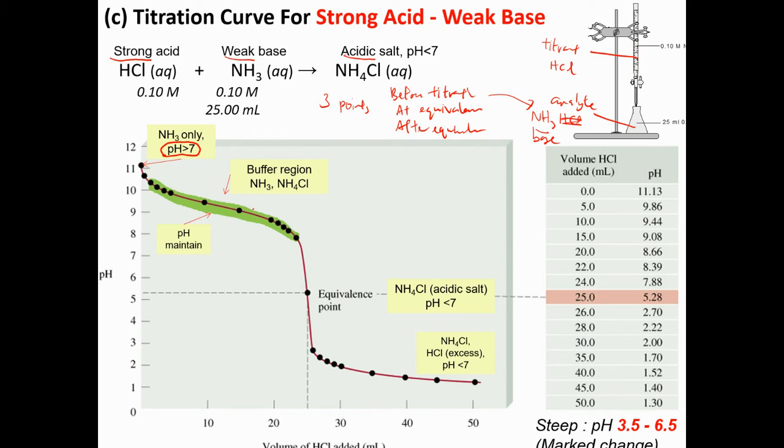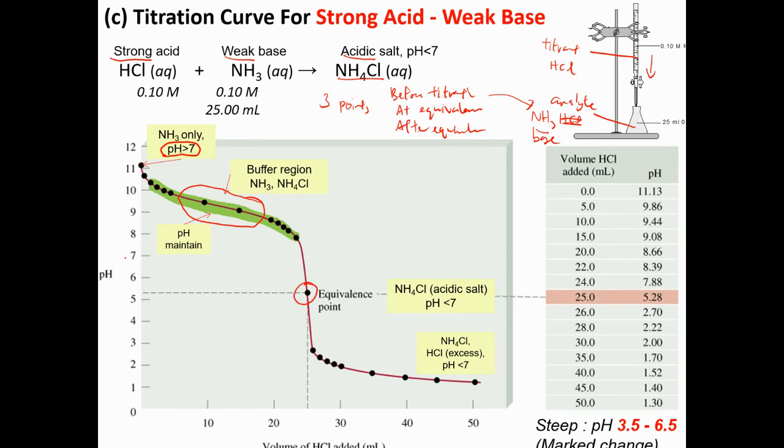Then after that, when you start to titrate, we will have acidic salt form. At the same time, the weak base not yet fully react. So we will have what we call a buffer region where the pH will maintain. Then we keep on titrating until we reach our equivalence point.